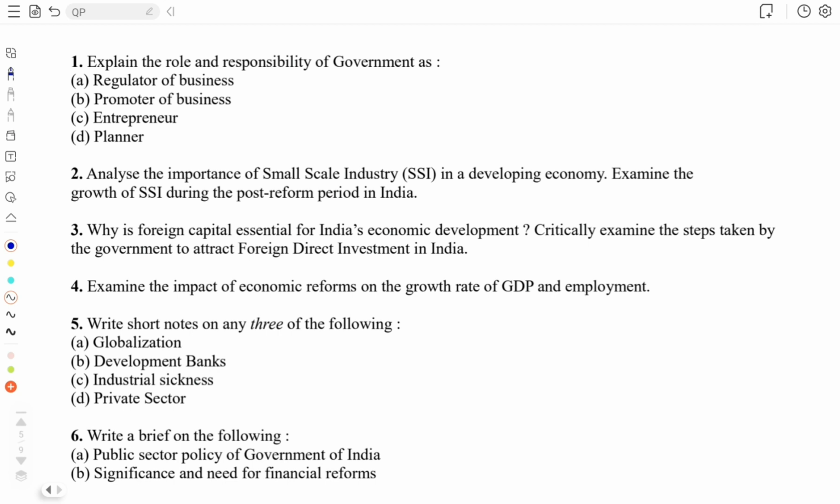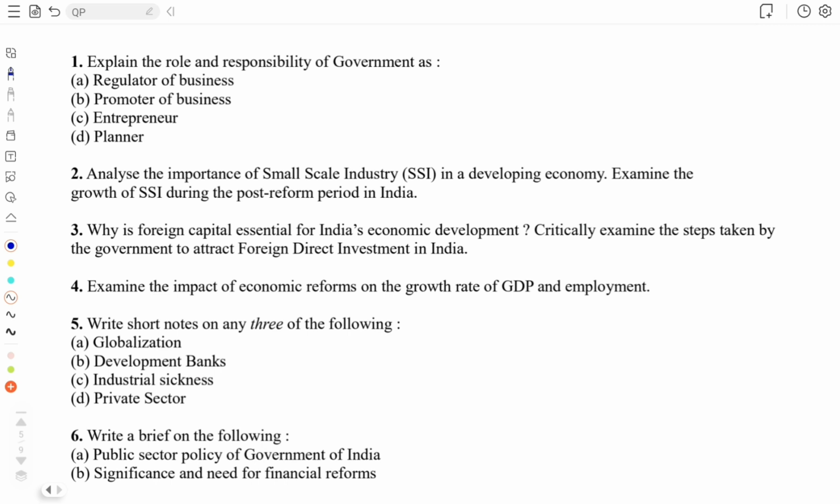The next question: why is foreign capital essential for India's economic development? Critically examine the steps taken by government to attract foreign direct investment. Again, the reason why: more employability, growth options, capital development, all those things. So what were the steps? Liberalization, globalization, privatization, right?